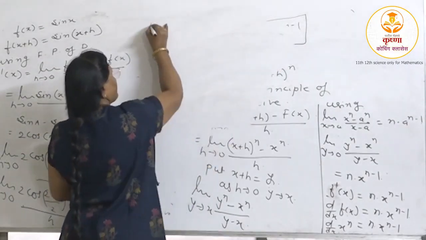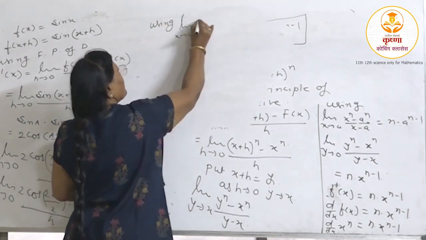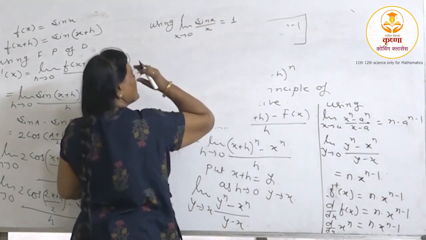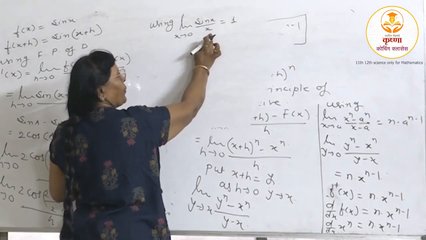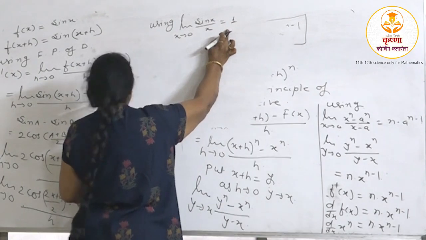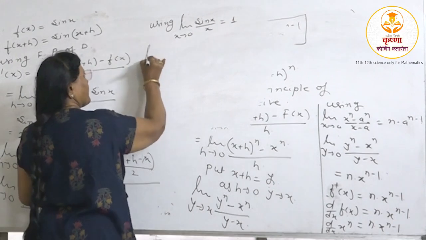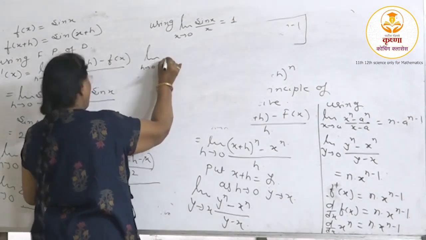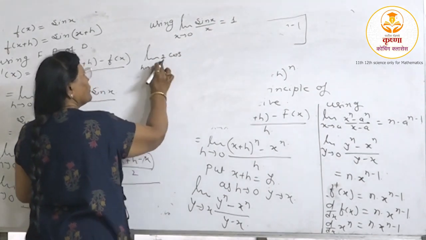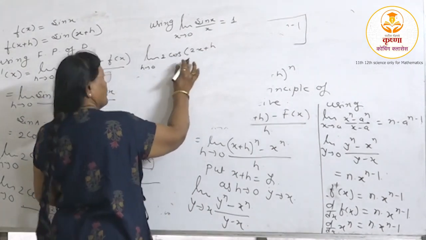Again here, using the formula limit x tends to 0 of sin x divided by x is always equal to 1, isn't it? The angle should be repeated in the denominator, and that angle must approach 0, then the limit is equal to 1 by using this formula. And you can find the limit of a cos function directly. There is no formula needed for such a limit here. The limit of the cos function you can find directly: 2 cos((2x+h)/2).